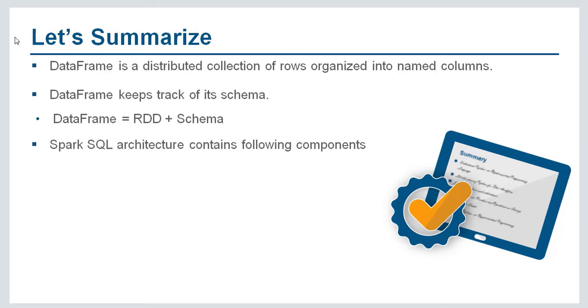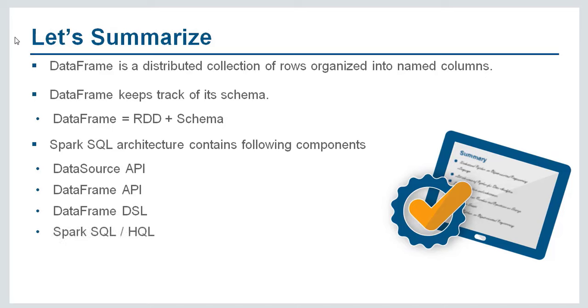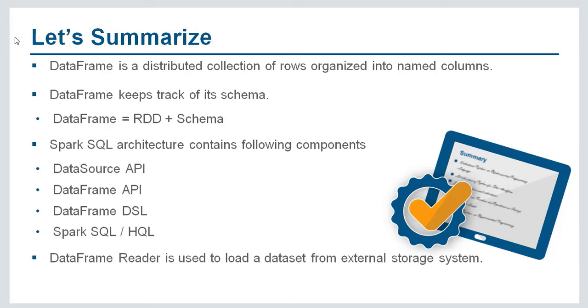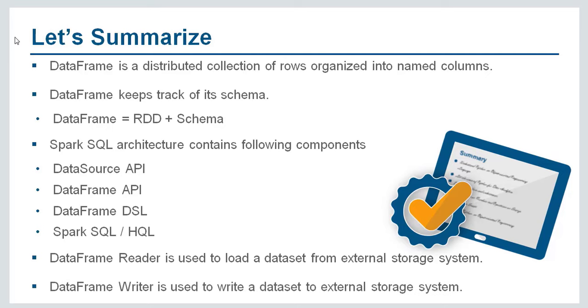Spark SQL architecture contains the following components. We have the Data Source API, then we have the DataFrame API, and we have the DataFrame DSL to query the data. We can also query the data using Spark SQL or HQL, Hive Query Language. We have the DataFrameReader, which is used to load a dataset from an external storage system. And we have the DataFrameWriter, which is used to write a dataset to an external storage system.